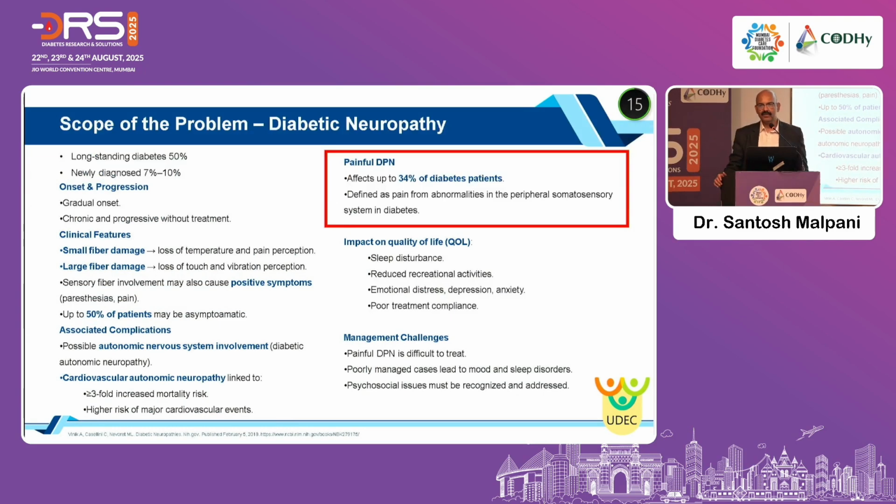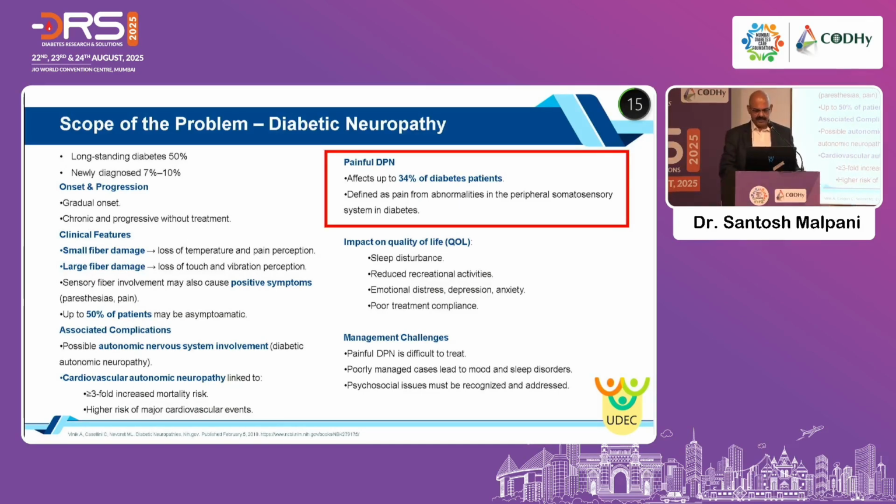About 34% of the patients who are having peripheral neuropathy are having painful neuropathy, and it leads to sleep disturbances, reduced recreational activities, emotional distress, depression, anxiety, and that leads to poor compliance to the treatment, and in turn poor compliance can lead to deterioration of the control of glucose, and that will lead to further deterioration of the peripheral neuropathy.